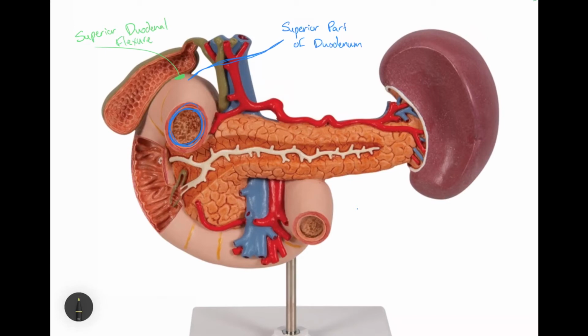The portion of the duodenum that descends inferiorly, right here, is called the descending part of the duodenum. Now, seeing that we have a superior duodenal flexure, we can also assume that this bend down here on the inferior portion is going to be the inferior duodenal flexure, and that's what it's called.